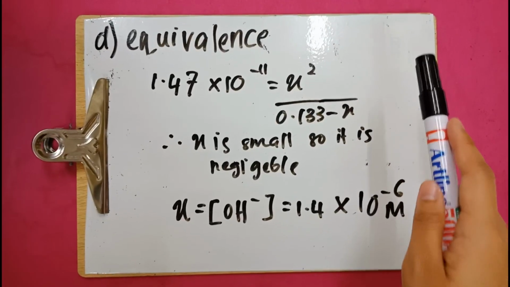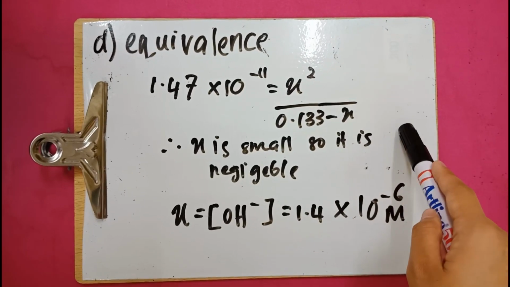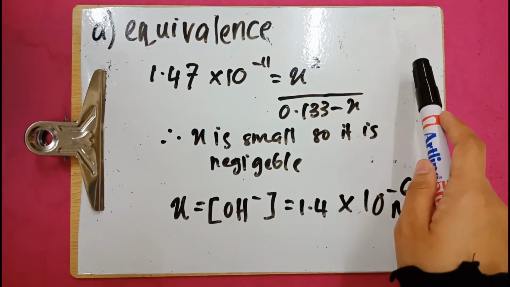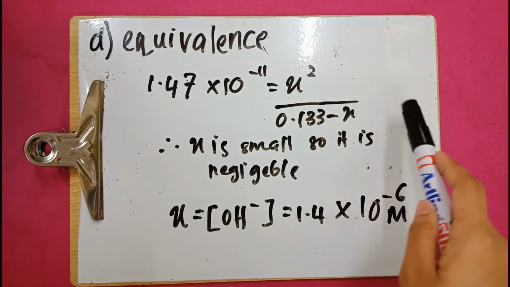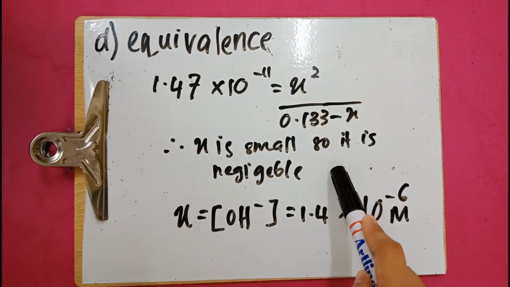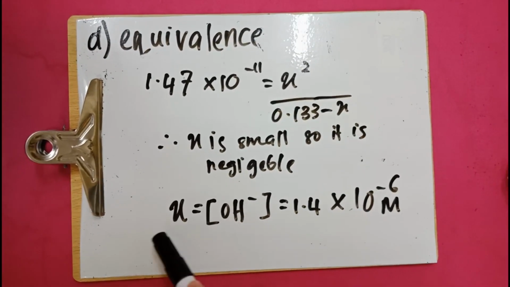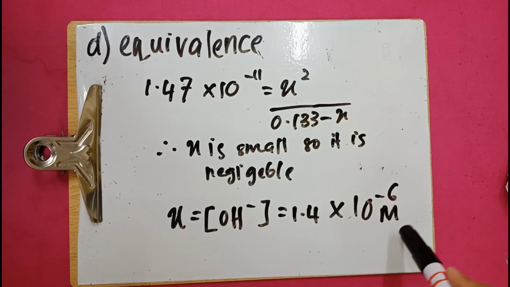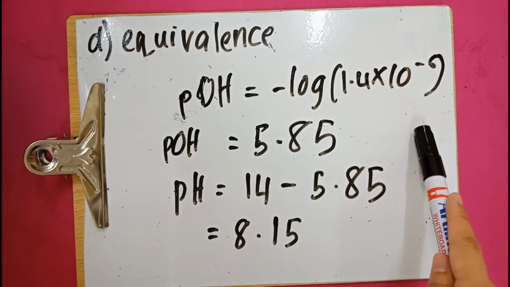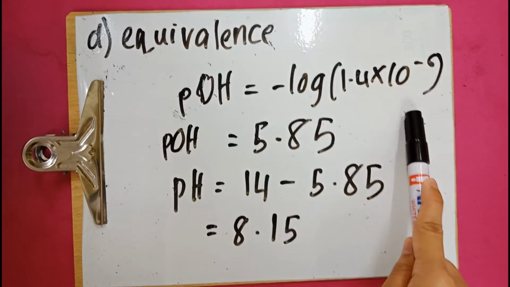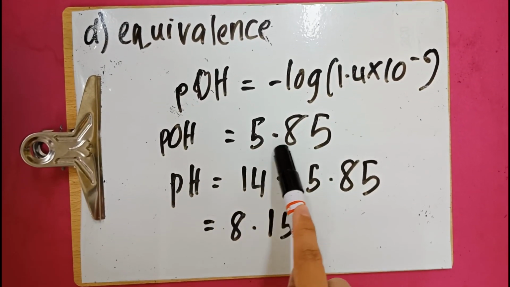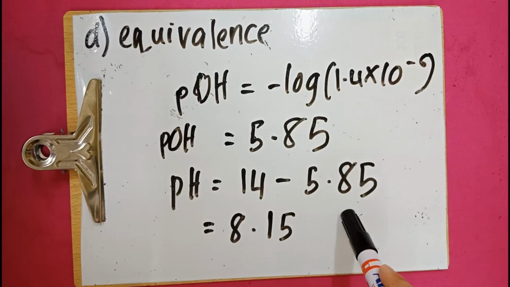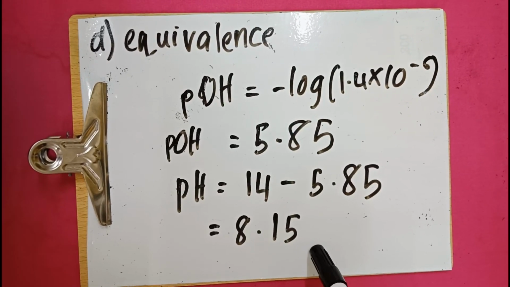We use the formula of Kb equals product over reactant. So the Kb is 1.47 times 10 to the power of negative 11 equals X to the power of 2 divided by 0.133 minus X. The X is small, so it is negligible. So we calculate X, that is the concentration of OH minus, and we get 1.4 times 10 to the power of negative 6 molar. Then we use the formula pOH equals negative log of the concentration of OH minus, and we get pOH equals 5.85. To find the pH, we just subtract 5.85 from 14, and we get 8.15 as the pH.